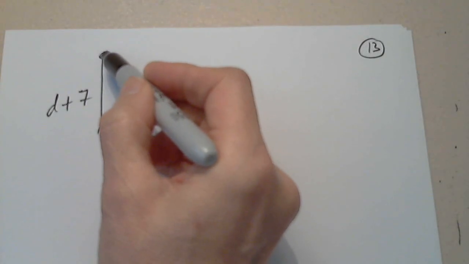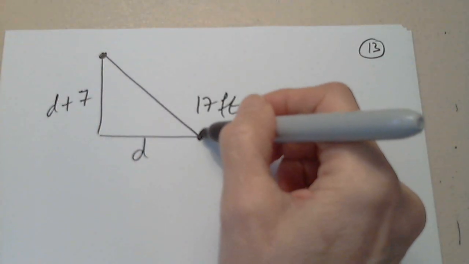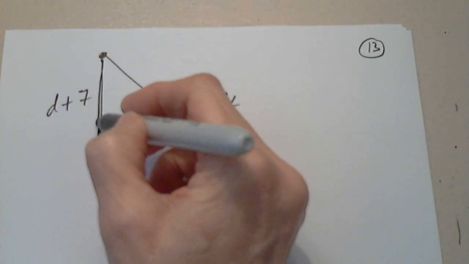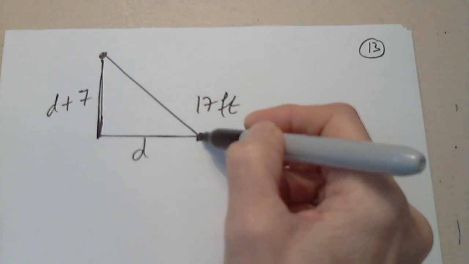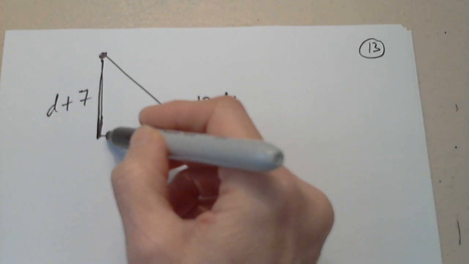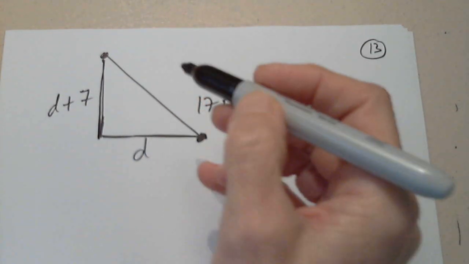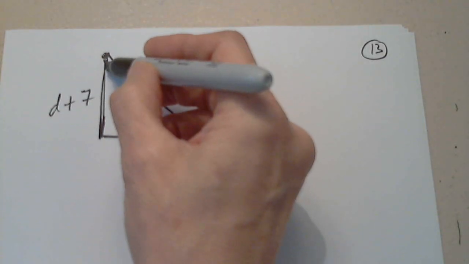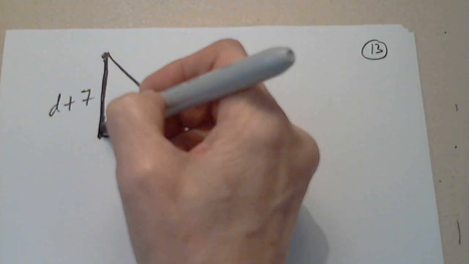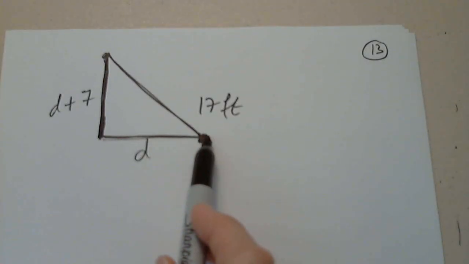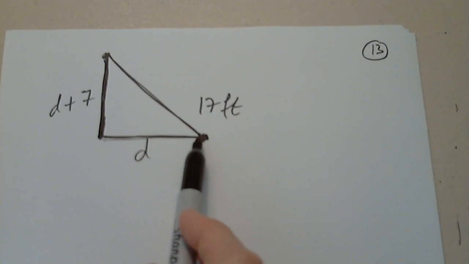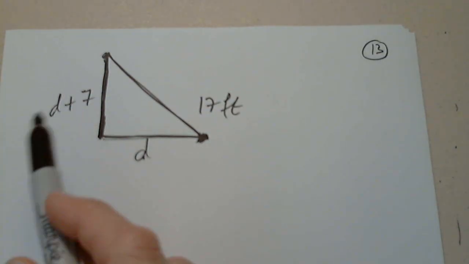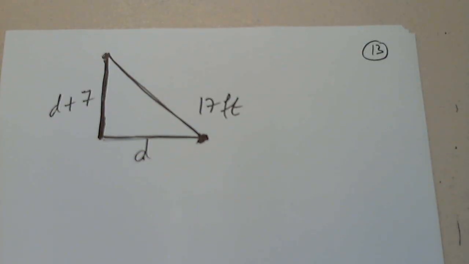So this is the top of the tower. And here is the anchor. We know that from the base of the tower till where the anchor is put in the ground, the distance is d. We are told that the wire is 17 feet long. We are told that the height of the tower is this distance from the base to the anchor plus 7, is 7 more. Let's check. Let's read the problem one more time just to make sure.